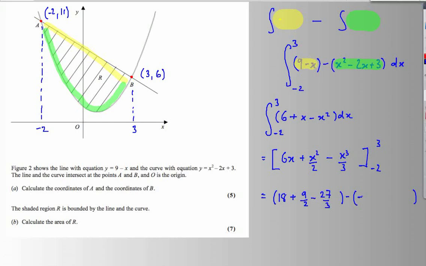And minus 2, so minus 12. And this will give me 18 plus 9, this will give me 13.5, minus, this one is minus 7 1/3, and that will give me 20 and 1/2 plus 1/3, 20 and 5/6. There's my area.